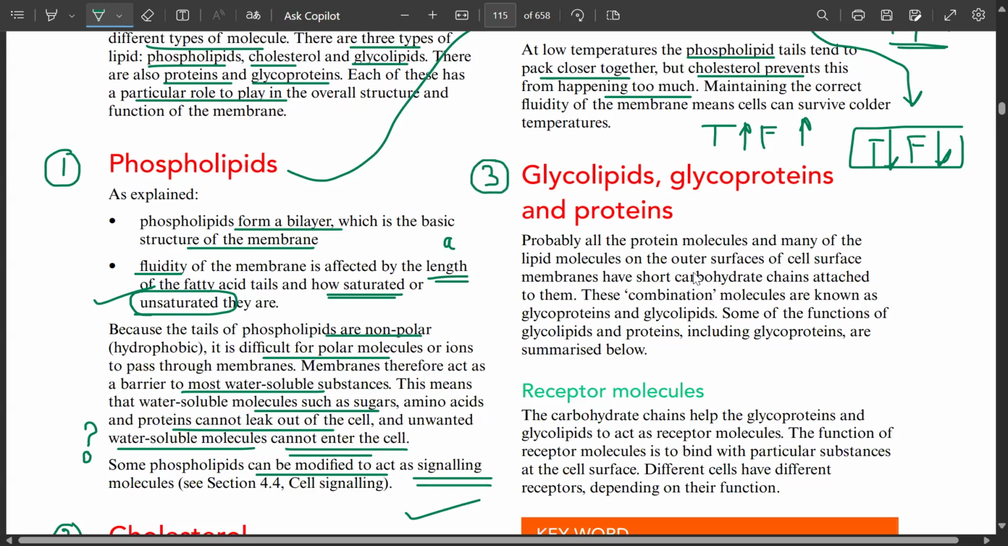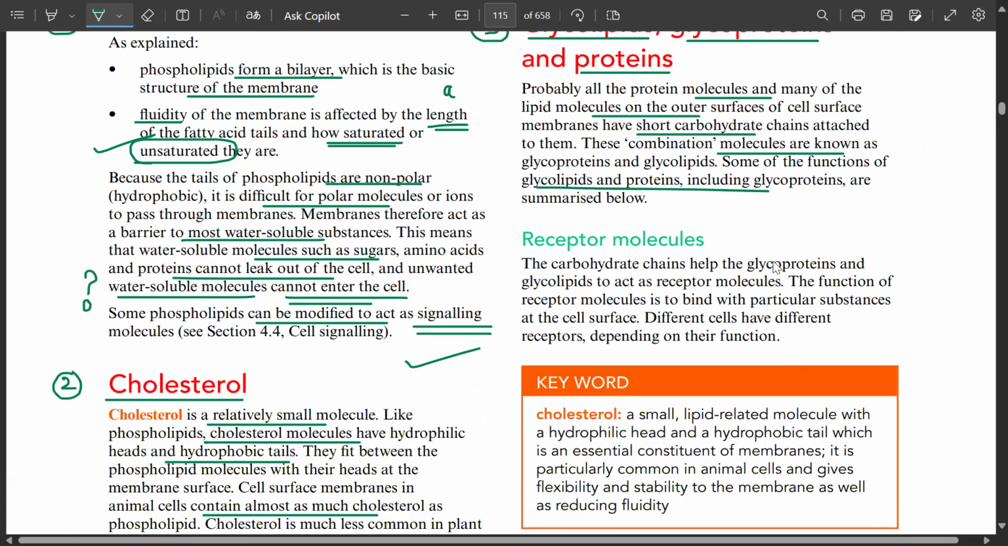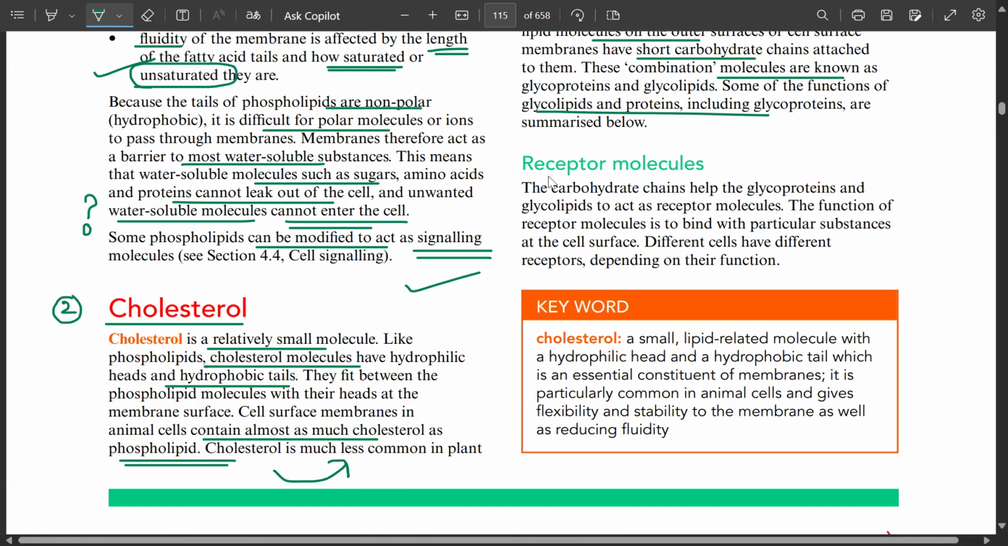Next, we have glycolipids, glycoproteins, and proteins. Probably all the protein molecules and many of the lipid molecules on the outer surfaces of the cell surface membrane have short hydrocarbon chains attached to them. These combination molecules are known as glycoproteins and glycolipids, and some of the functions of the glycolipids and proteins, including glycoproteins, are summarized below. Number one, they are receptor molecules.